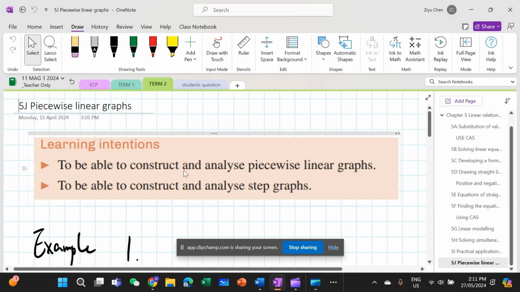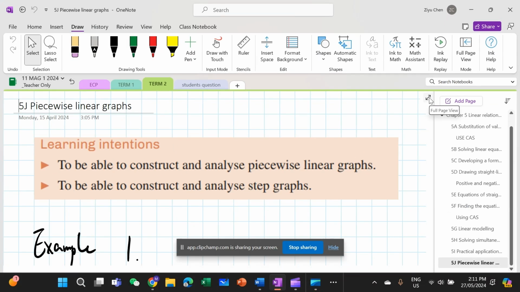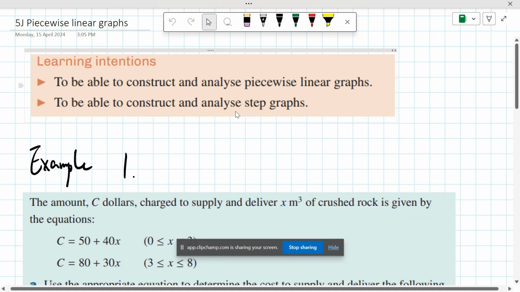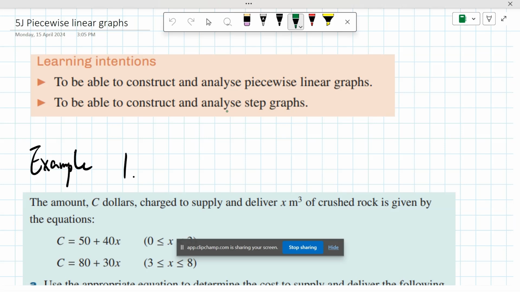Hello everyone, welcome back to chapter 5, and today we're going to do piecewise linear graphs, which is the last topic for chapter 5. So let's begin with example 1. Before that, I need to let you know what a piecewise function is.